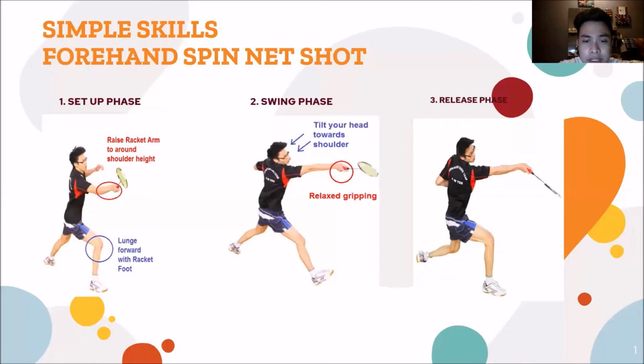Next, in the second phase, which is the swing phase, avoid holding your racket too tight, because it will make you overhit the shuttle. What you need to do is just tilt your racket head slightly towards the shoulder of your racket arm, because this will enable you to have better control of your racket. And lastly, in the release phase, make contact with the shuttle. Slice the shuttle to make the spin effect.